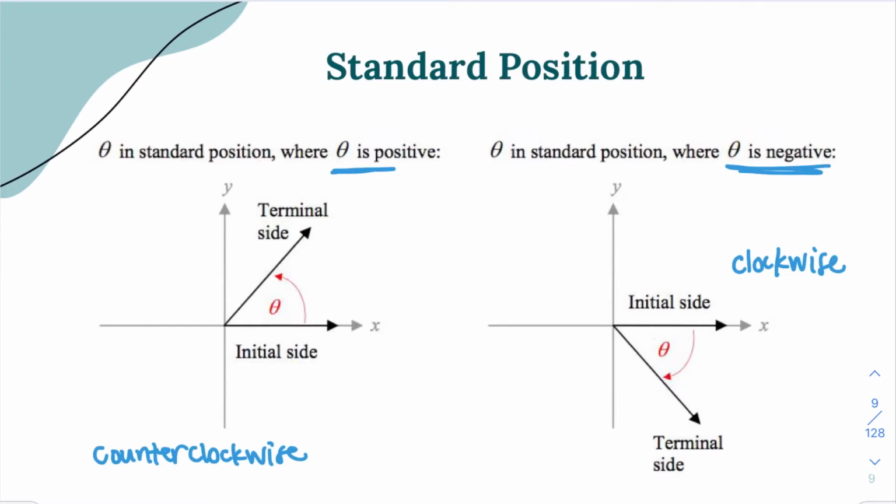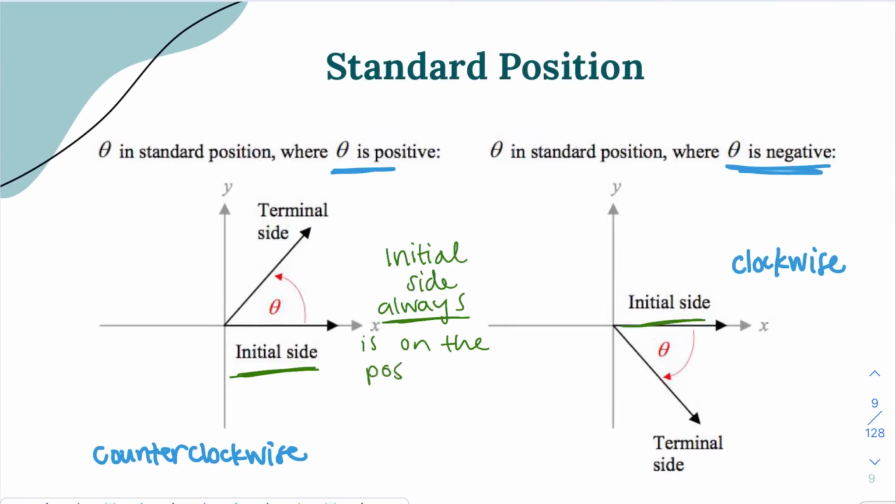So notice that the initial side always starts on the positive x-axis. That's something I would maybe write down in my notes, in addition to this drawing: the initial side always is on the positive x-axis. It doesn't matter if it's a positive or negative angle, the initial side is always right here. Okay? Then you do your angle.